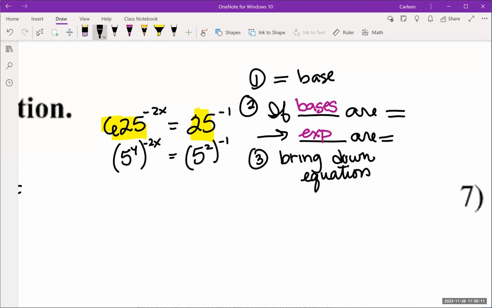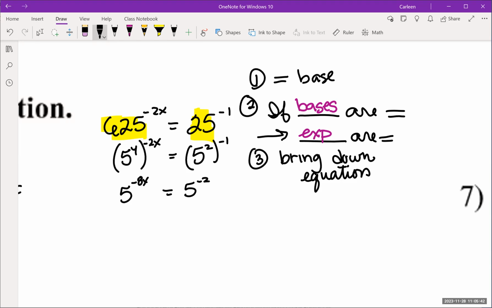Okay. You know what? Let's do a little baby step because I don't think we're quite ready. In the future, we're going to skip this. Does everyone see that this is 5 to the negative 8x is equal to 5 to the negative 2, right? Superpowers, base to the power, multiply, multiply. Okay.